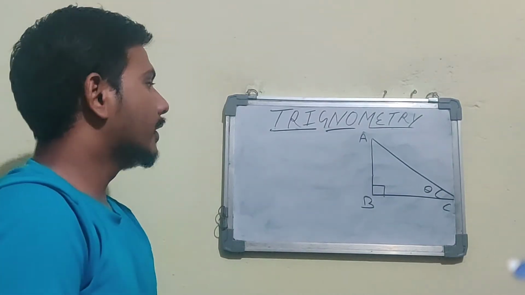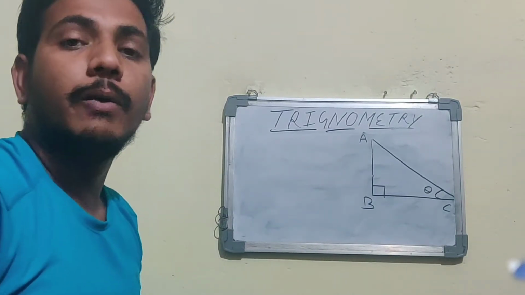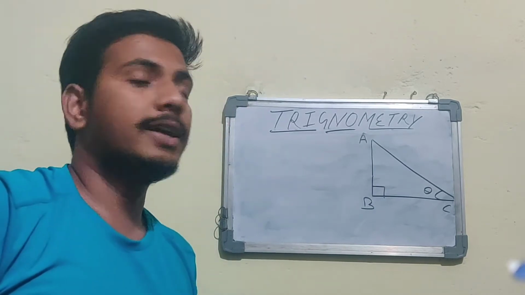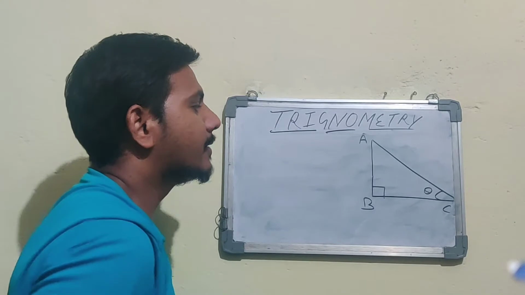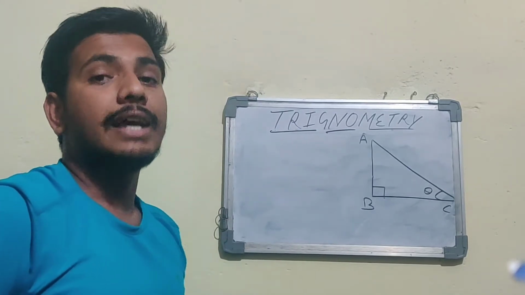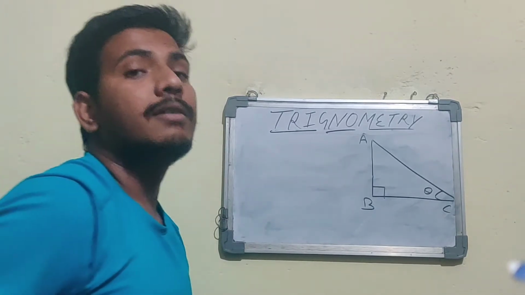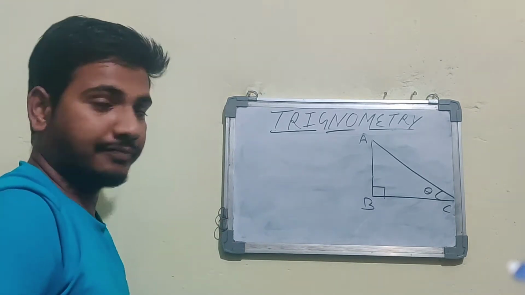Hello everyone. Today we will study trigonometry. What is trigonometry? Trigonometry is a branch of mathematics in which we study the relationship between angles and sides of a triangle, which is a right angle triangle.